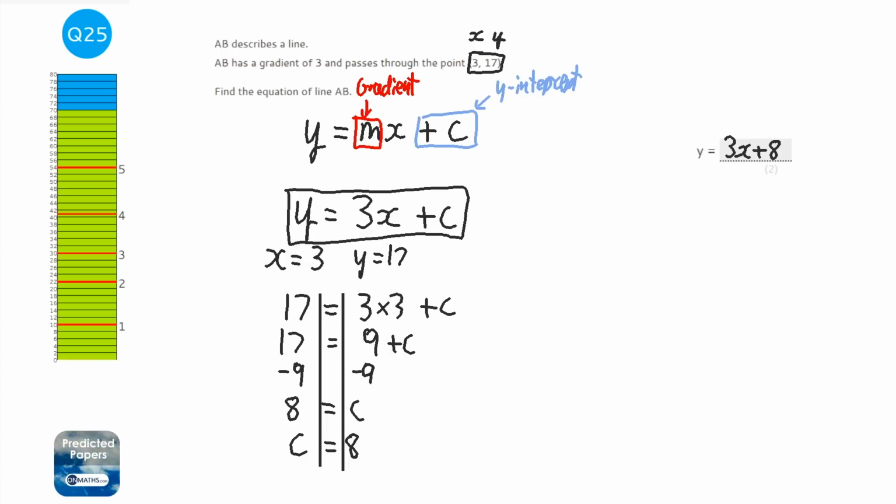And you can check that by putting in the value of 3 as x and seeing whether you get 17. 3 times 3 is 9. 9 plus 8 is 17.